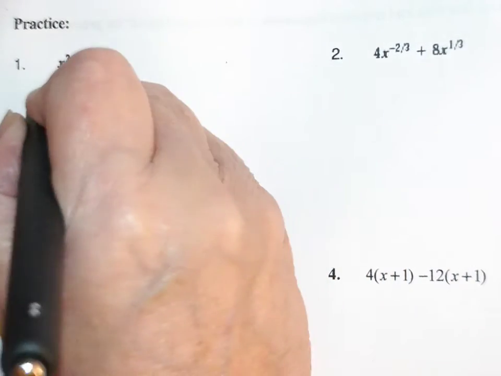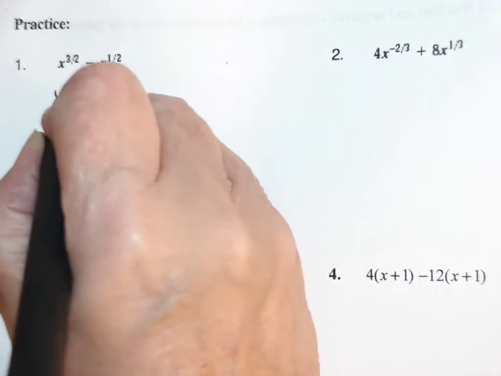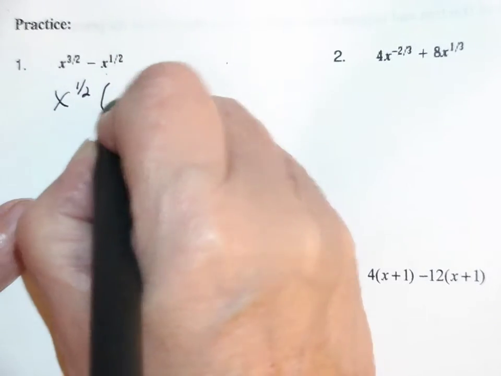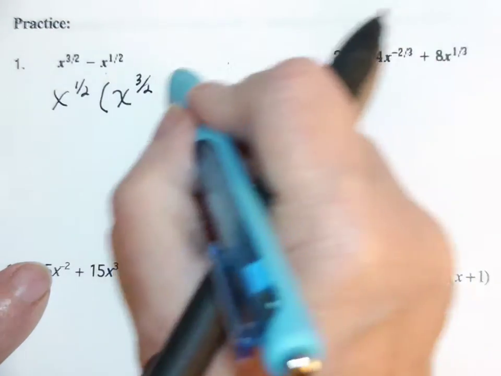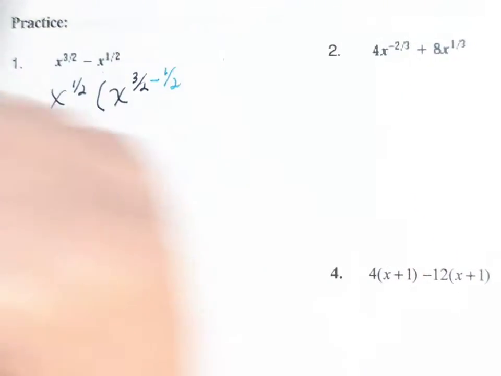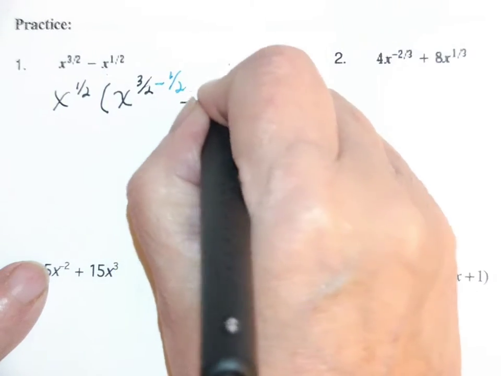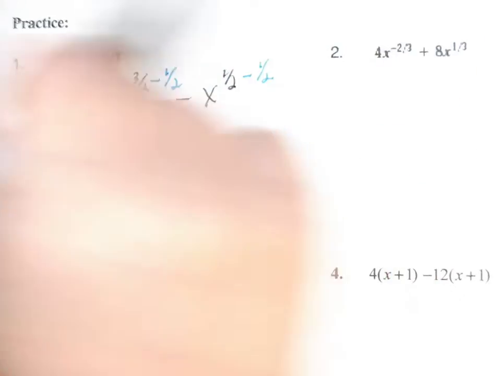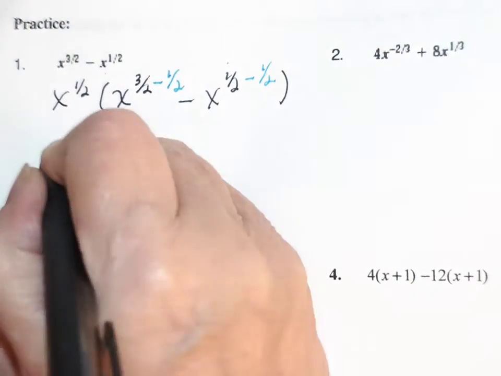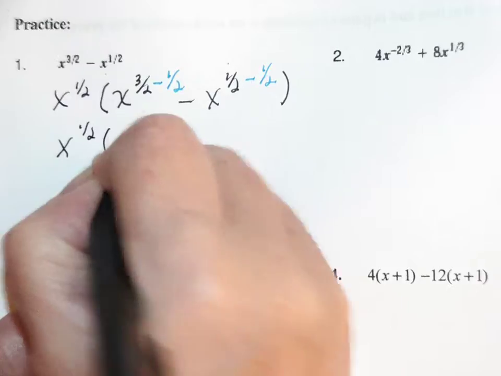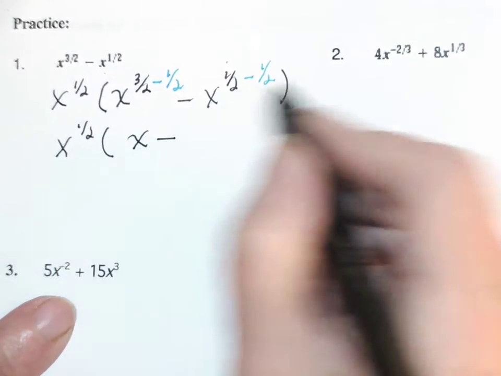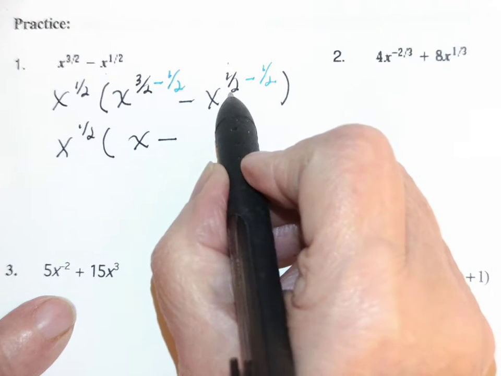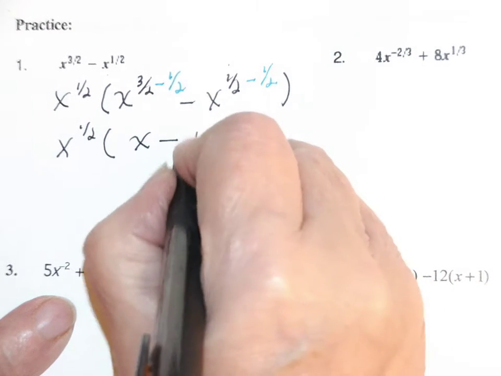Greatest common factor of x. Smallest power is 1/2, so this becomes an x to the 3/2. I am removing a positive 1/2, minus x to the 1/2. I am removing a 1/2. So this is x to the 1/2 times 3/2 minus 1/2 is 2/2, or 1. And 1/2 minus 1/2 is 0. X to the 0 is just 1.